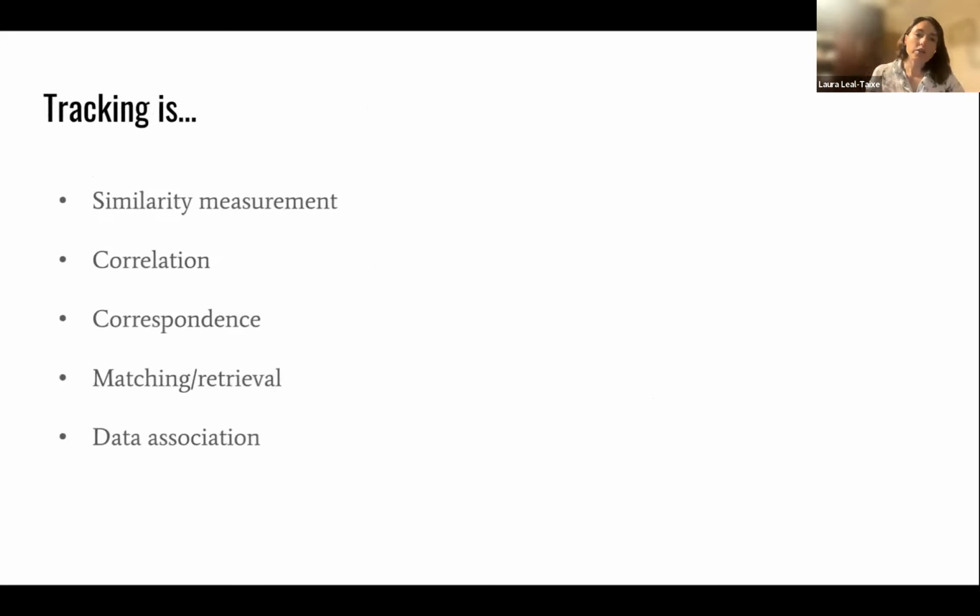Now, in the literature and in the community, tracking has been posed as many things. It has been posed as measuring similarity, as correlation, as correspondence, like most problems in computer vision, and also as a matching problem or a retrieval problem. But today I'm going to use mostly the formulation of data association.